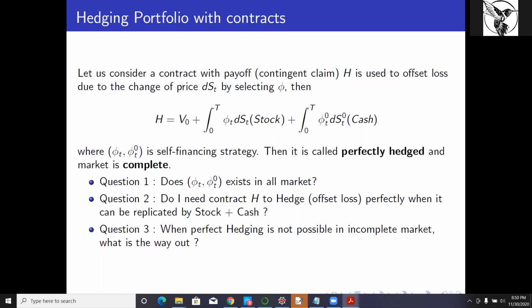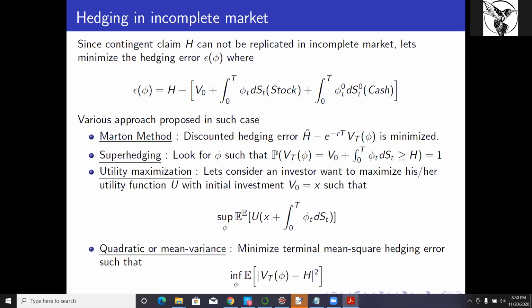Let's see what would be the approach for this scenario when the market is incomplete. So in an incomplete market, let's consider the hedging error. What is the hedging error? I'm taking this as the contingent claim payoff, and this is my loss and gain and initial value. This is my portfolio value. So this I am taking as the hedging error. In the case of a complete market, this error is basically 0. But in an incomplete market, it will not be 0.